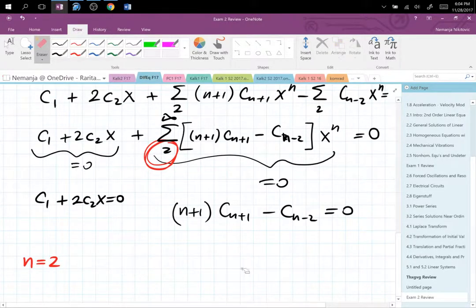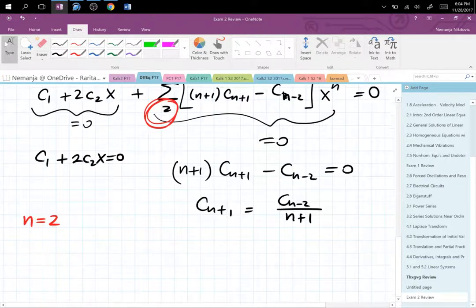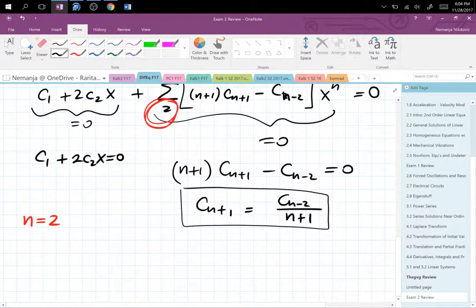Actually, let me just massage this a little bit to get C(n plus 1) is equal to C(n minus 2) divided by n plus 1. Like that, because I remember you guys were really vocal about that last time. But we solved it differently. Will we get the same answer? We should.